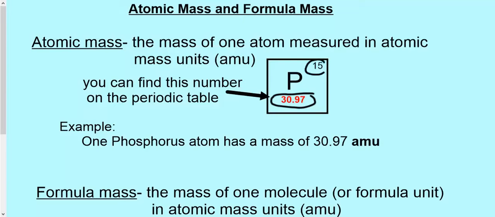We're not talking about this number. This is the atomic number, and it tells you the number of protons. We're talking about this number. This tells us the mass in atomic mass units of one atom of that element. For example, phosphorus. One phosphorus atom has a mass of 30.97 AMU, atomic mass units.